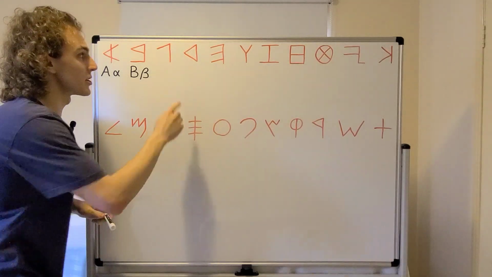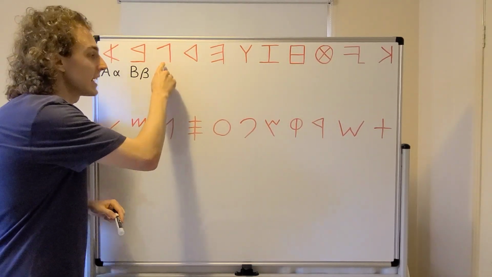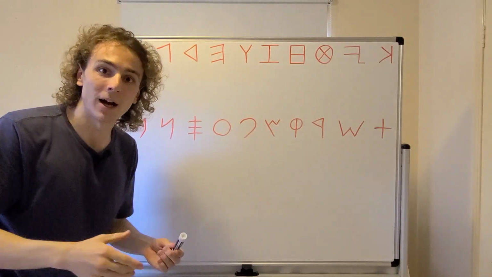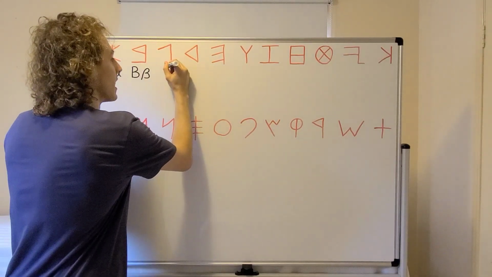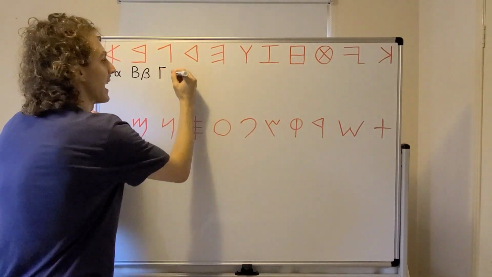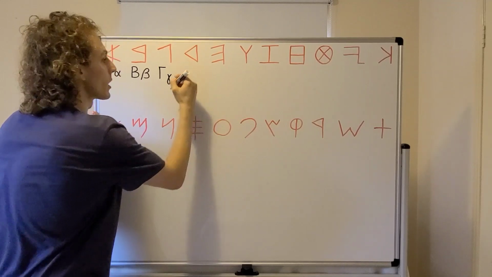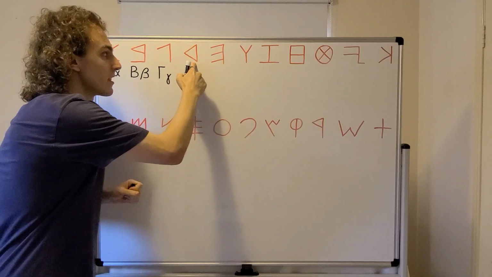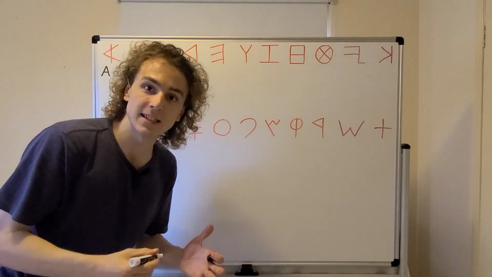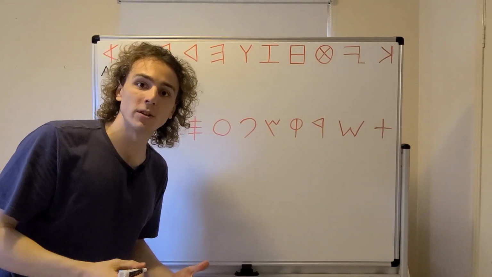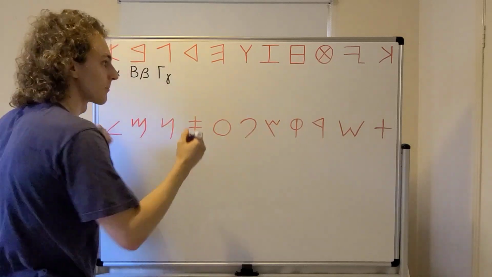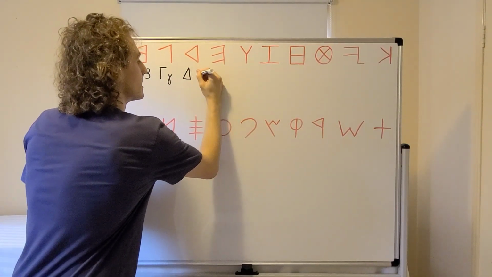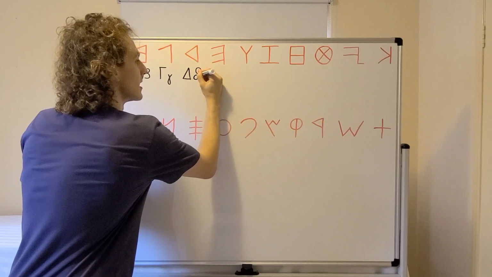The third letter in the Phoenician alphabet is Gimel. Gimel corresponds to the Greek gamma. This is the uppercase gamma, and this is the lowercase gamma. The fourth letter in the Phoenician alphabet is Dalet. Dalet corresponds to the Greek delta. This is the uppercase delta, and this is the lowercase delta.